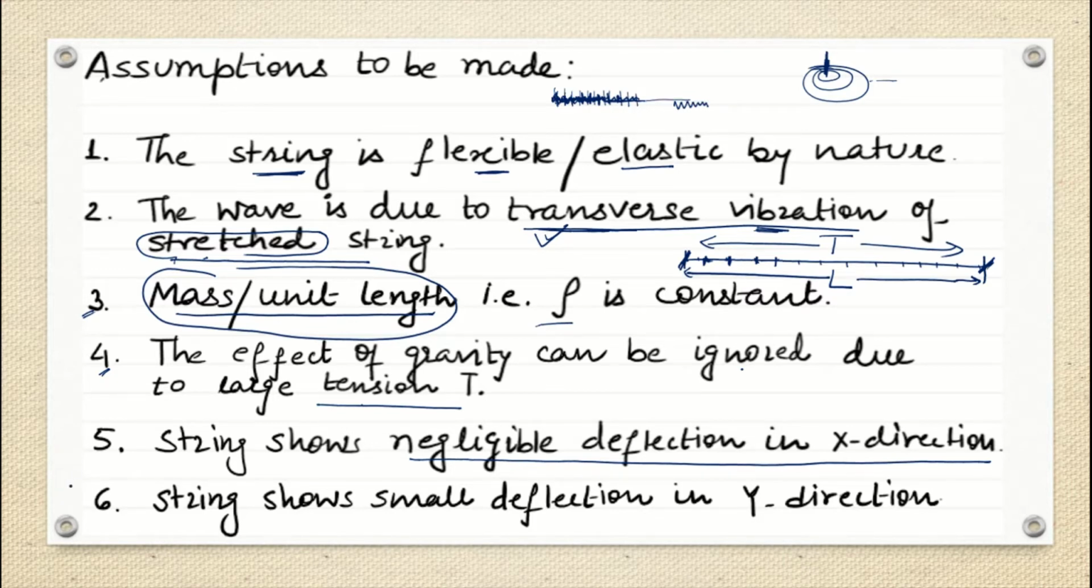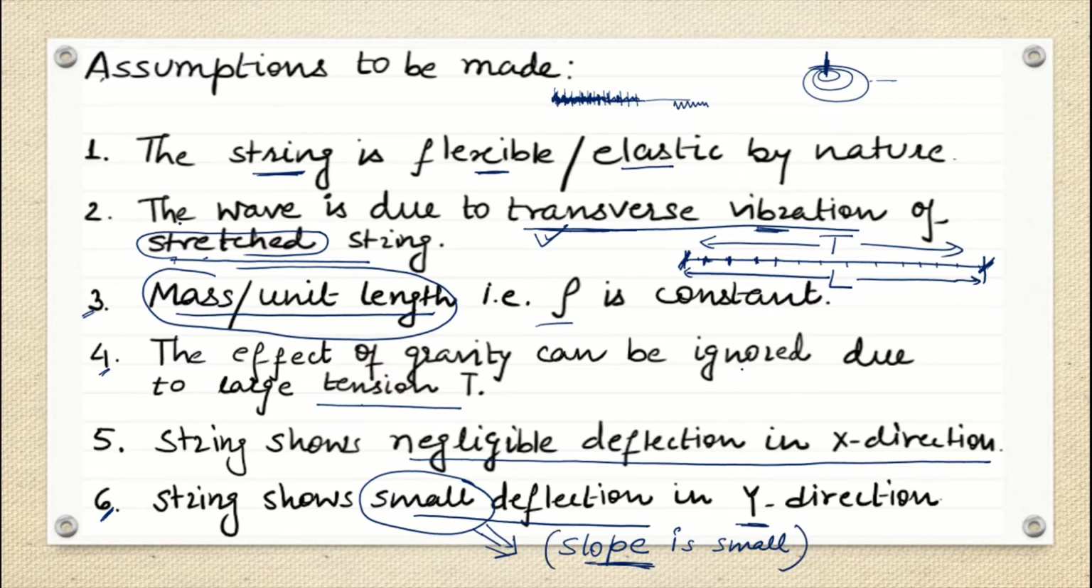And the last assumption which we are going to discuss is that the string shows small deflection in the y direction. The deflection will be present, but in the y direction only, and it will be small. Indirectly we are saying that the slope at a particular point will be very small. So this is another assumption which we are going to make. Fine. This is very important. Actually we will be discussing what it means.